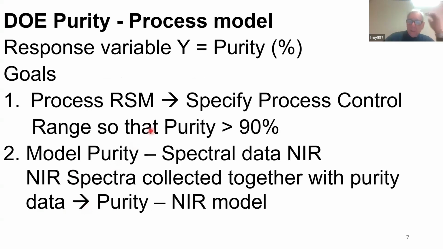Starting with the DOE, the response variable is of course the purity. We will try to maximize it, to get it above the 90% lower specification limit. Besides the response variable purity by the chromatographic technique, we will also at the same time record the NIR spectra of the different DOE runs.